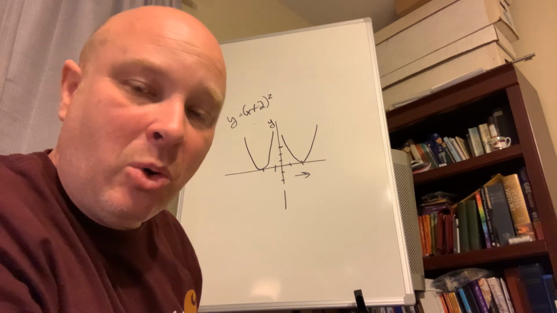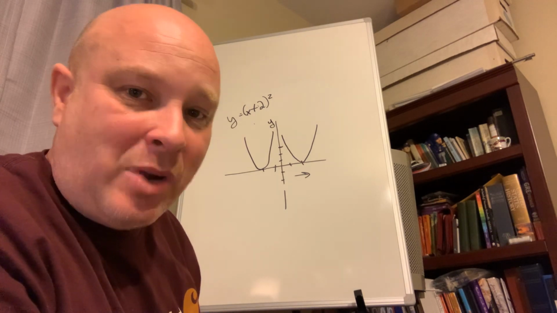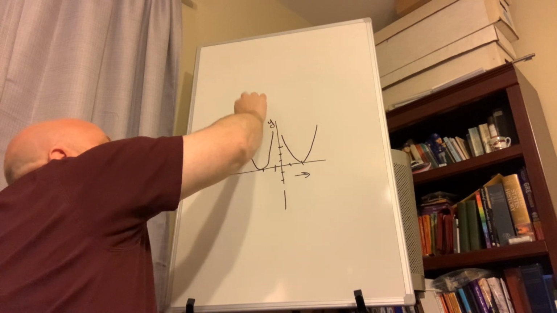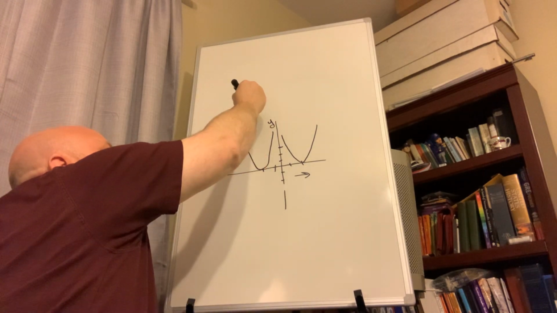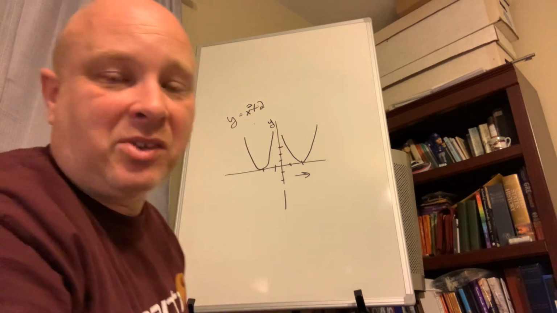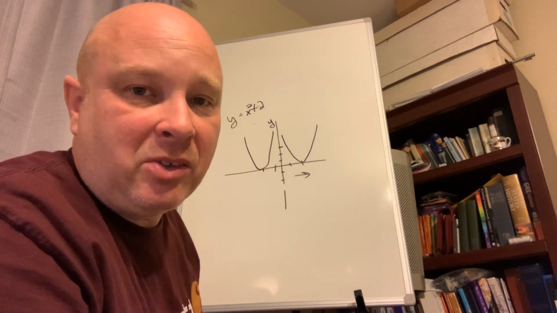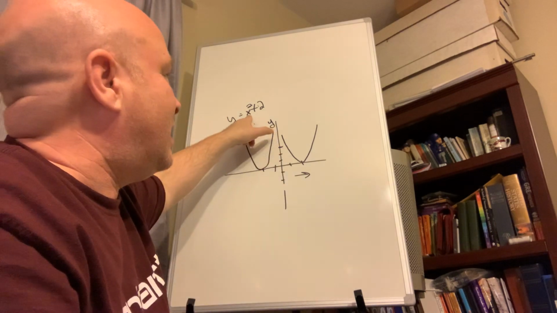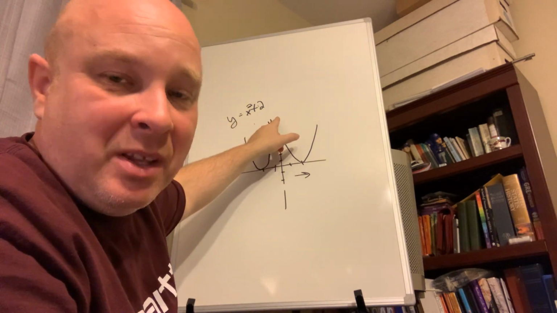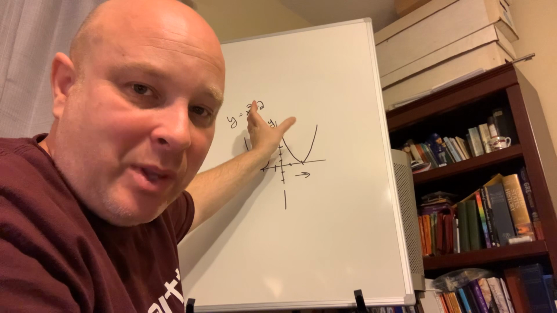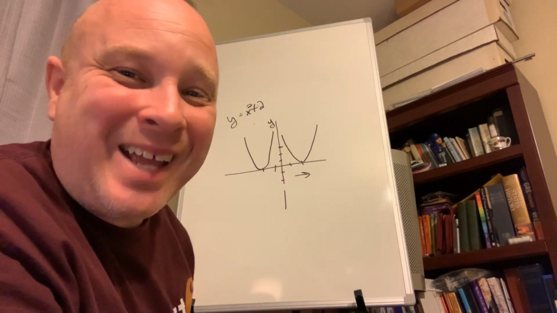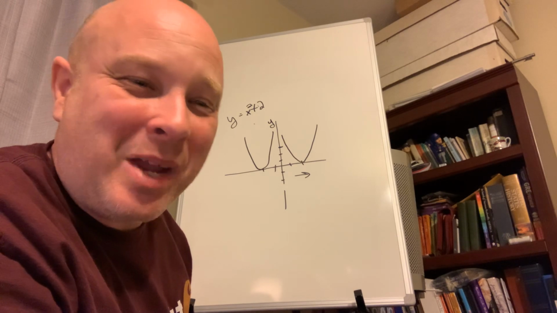All right, so a little reminder: if I have x squared plus a number or minus a number, that translates up or down. If I have an x with another number and both of them are inside a parentheses, it moves from left to right, okay? So those are my translations.